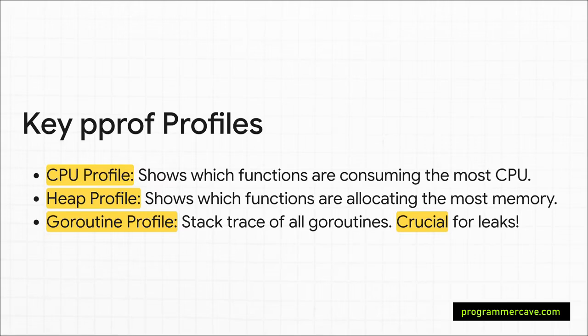The CPU profile tells you where all your processor time is being spent. The heap profile is your go-to for finding memory leaks, but for us, the real superstar is the goroutine profile. It literally gives you a snapshot, a full stack trace of every single goroutine running in your program. If you have goroutines that are starting but never finishing, a goroutine leak, this is how you find them.